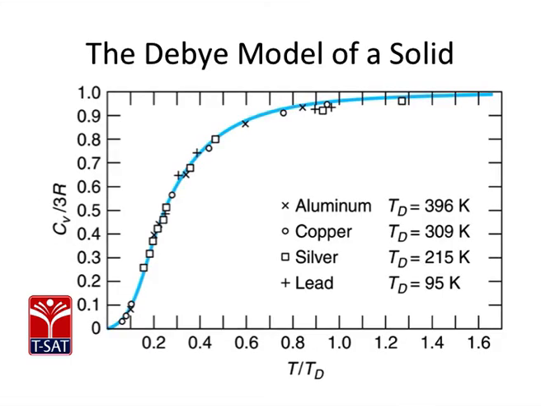We can see here in this diagram Cv by 3R, that is the normalized function shown on the y-axis. T divided by Td, the Debye temperature, is normalized again on the x-axis. For materials like aluminum, copper, silver and lead, for all these temperatures it has been found the Debye model is fitting into all these materials at lower temperatures also. That's how it became a success.